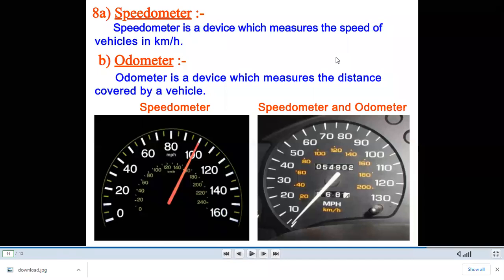There are some instruments available which are used to measure speed and distance. You can see here the speedometer. This is easily available in vehicles. This will tell the speed. And there is one more, a small rectangular box, that measures the distance, that is the odometer. So two instruments: speedometer and odometer. Speedometer is used to measure speed, odometer is used to measure distance.